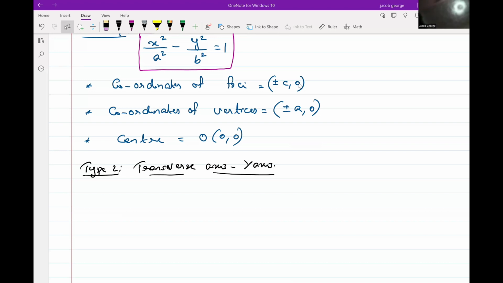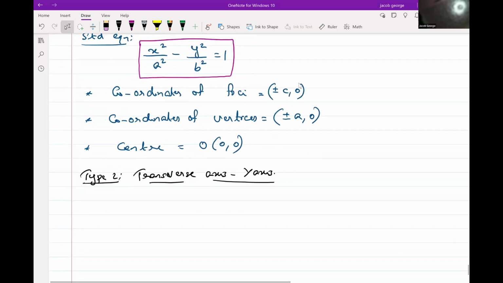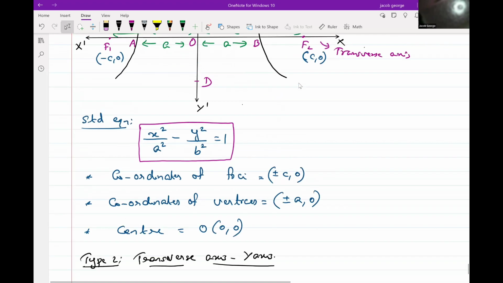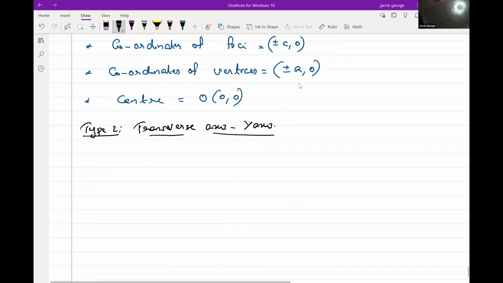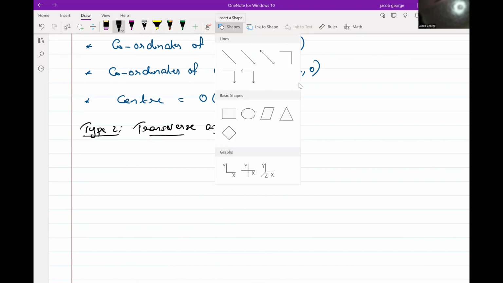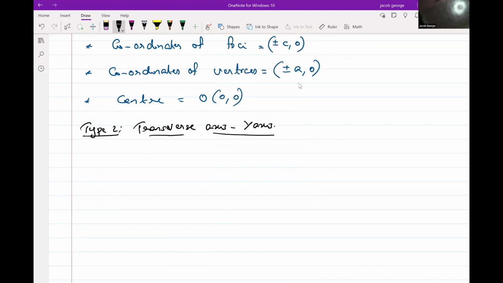Yes, done. Transverse axis is y-axis. Now you will draw this diagram. So here we draw the hyperbola like this, because the transverse axis is y-axis. So we will draw the hyperbola like this, and you will draw the y-axis and x-axis. If any doubt in between, please ask.